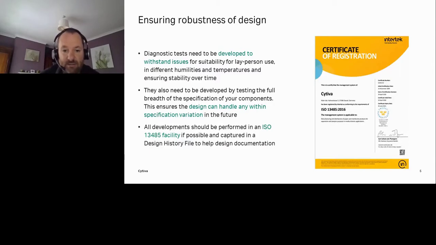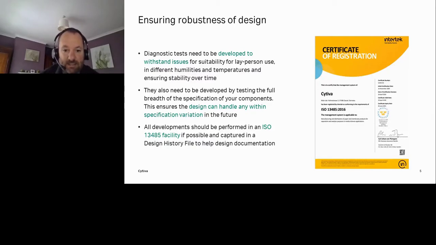Typically during development, it's important that you get products from the extremes of a specification. So you'll have a product with a nominal or an average rating, but within the typical release, it might vary.